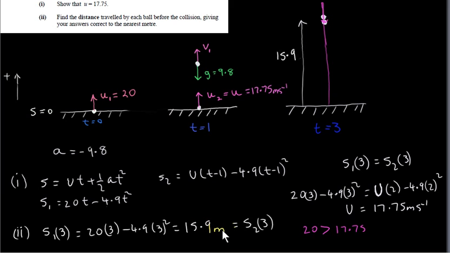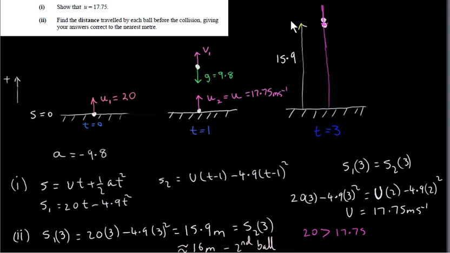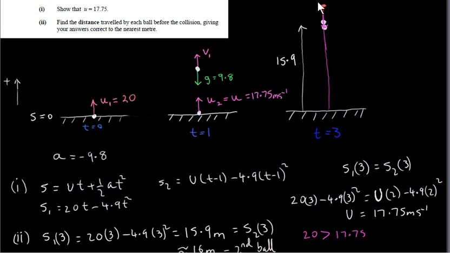So 15.9 is the distance travelled by the second ball, and that can be rounded to 16 meters. We want an answer to the nearest meter. So that's the distance travelled by the second ball. So how do we get the distance travelled by the first ball? Well, we notice that when the first ball reaches its maximum height, its velocity is 0. So v1 is its velocity when it reaches its maximum height, and 1 refers to the first ball.